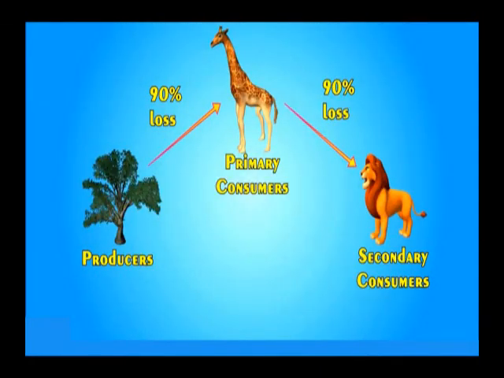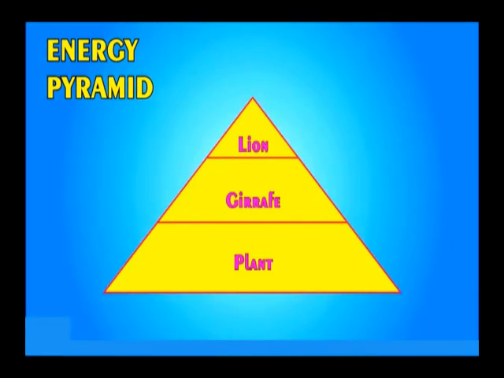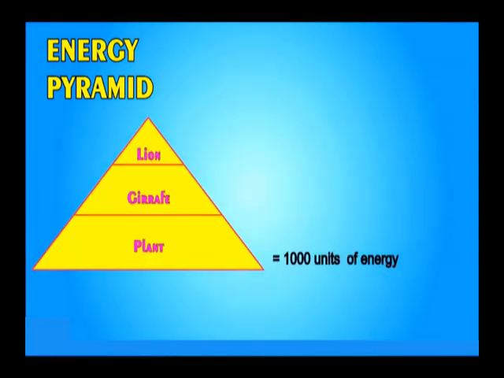No. Actually, 90% of the energy is lost as it passes from one part of the food chain to the other. Like 90% of the energy is lost when the giraffe eats the plant. Equally, 90% of energy is lost between the giraffe and the lion. So if I represent this scenario, I obtain a pyramid called the energy pyramid. It shows that the amount of energy becomes lesser and lesser as we move up the food chain from one trophic level to the other.